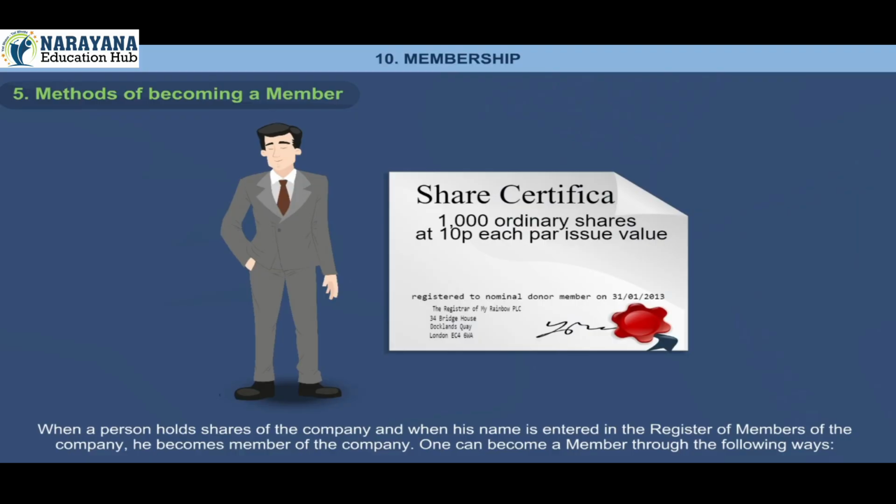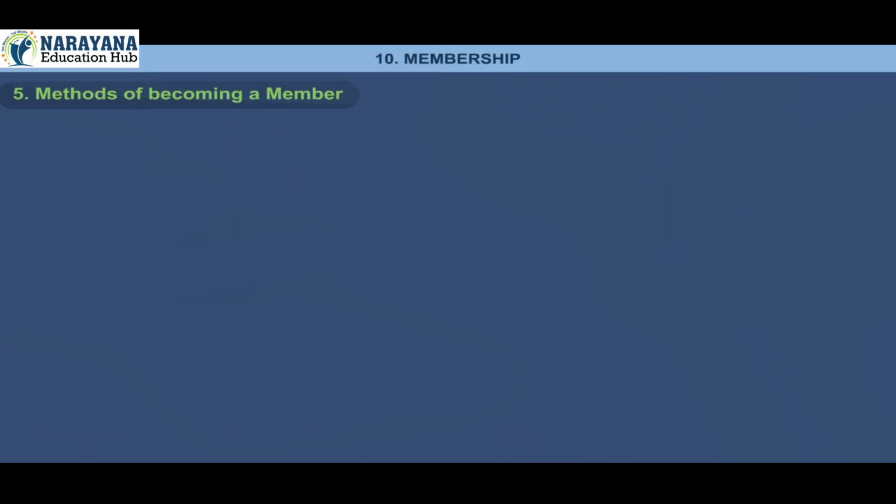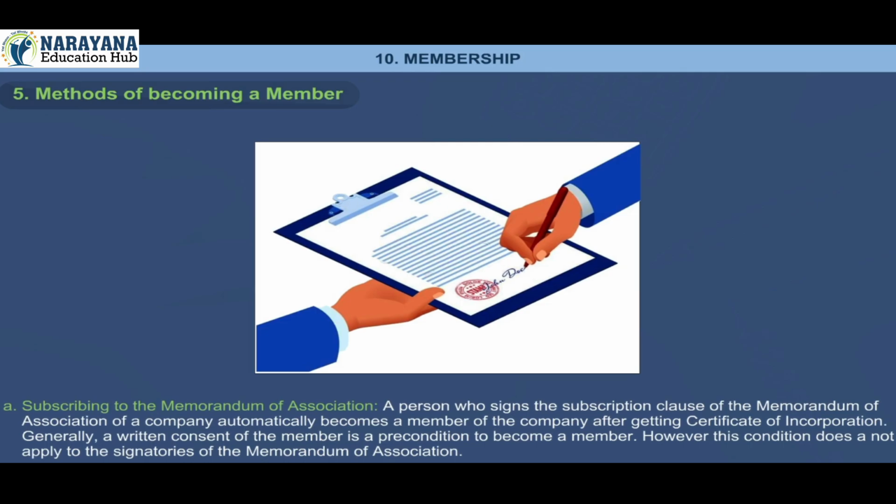When a person holds shares of the company and his name is entered in the register of members of the company, he becomes a member of the company. One can become a member through the following ways. A. Subscribing to the Memorandum of Association.